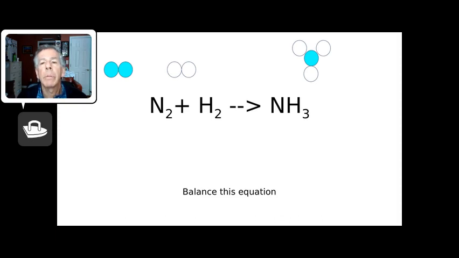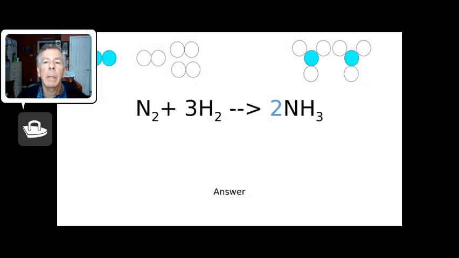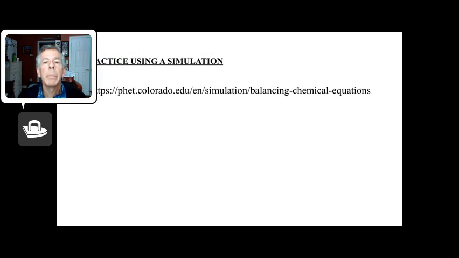To balance this, you got to make 2 N's, put 2 N's here, so put a 2 there, that gives you 6 hydrogens, only 2 here, put a 3 in front of that, and you got it. 2 nitrogens on each side, 6 hydrogens, 2 times 3 is 6, 3 times 2 here is 6. Balanced.